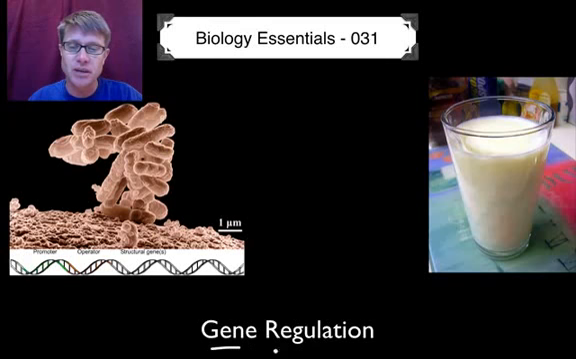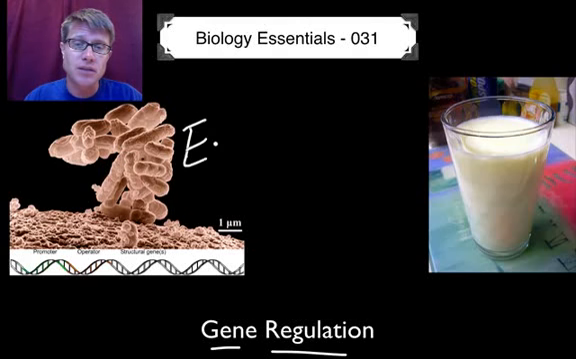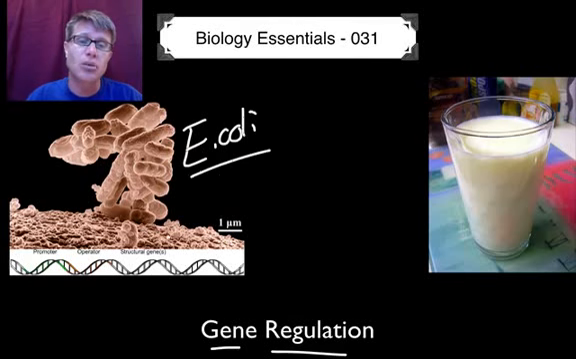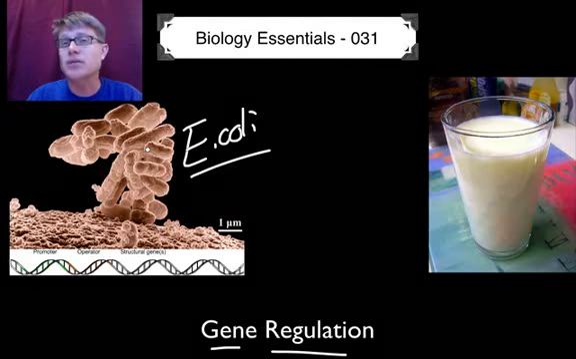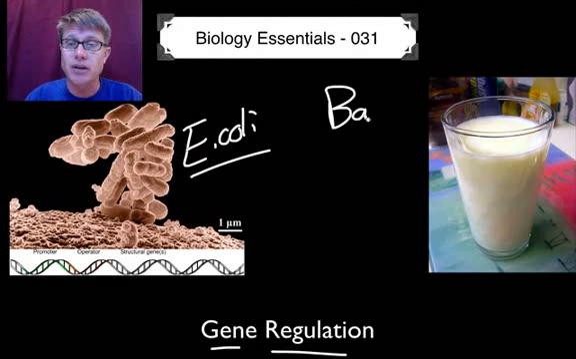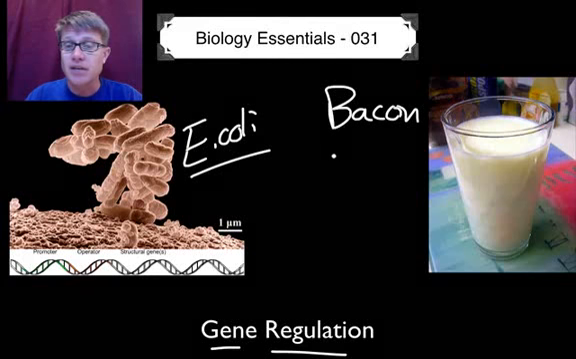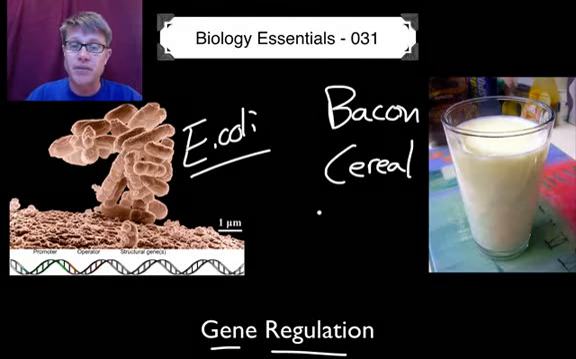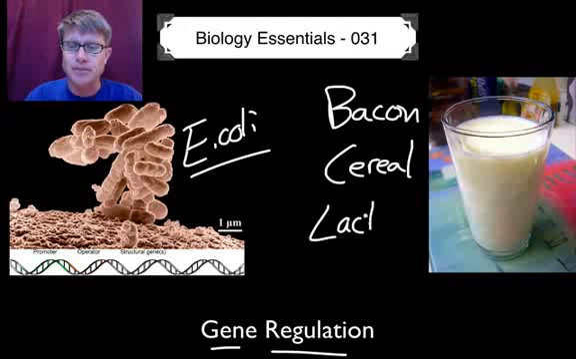This is on gene regulation. In other words, how we express a gene or not, how we make a protein or not. And I wanted to start with an organism that lives in our intestine called E. coli. E. coli is interesting in that it eats whatever we eat. And so if I eat bacon for breakfast, it has to break down the proteins and the lipids in the bacon. If I have cereal, it has to break down the carbohydrates. If I have milk, it has to break down the lactose.